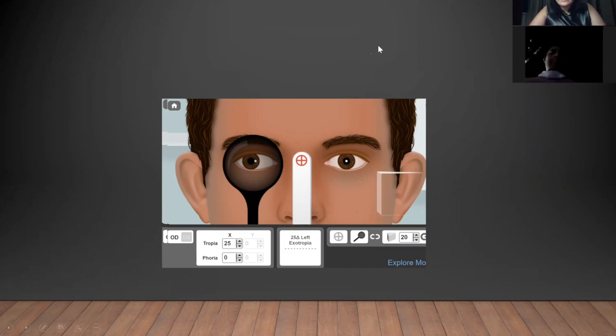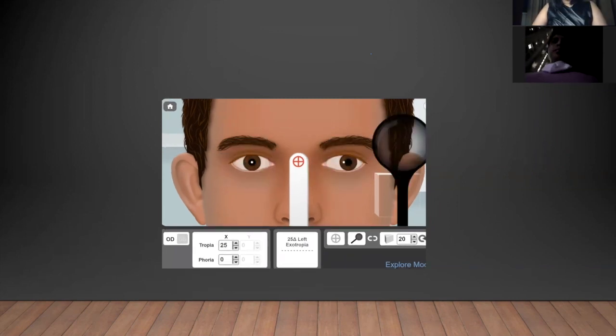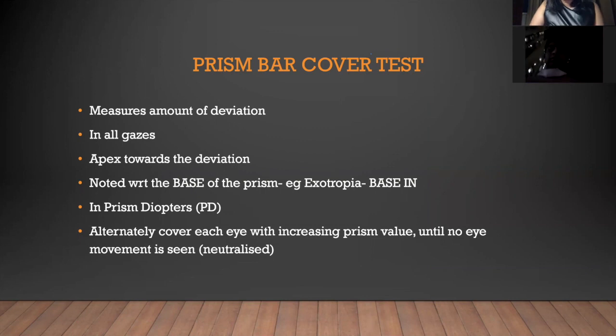But if there was a manifest squint, this would be an alternating exotropia. Now, what does this mean? What this shows is that I've removed the cover and you're seeing a manifest squint. The minute you're seeing a manifest squint, it means this is a case of an alternating exotropia. So you have decided the type of the squint and now you want to measure the amount of the squint. So how do you measure the amount of squint?